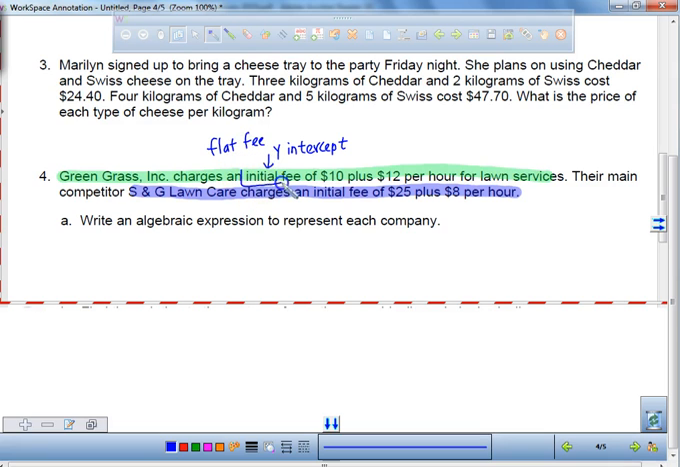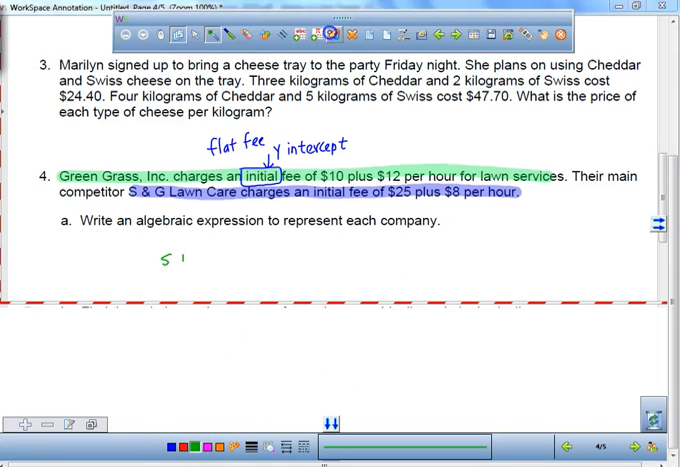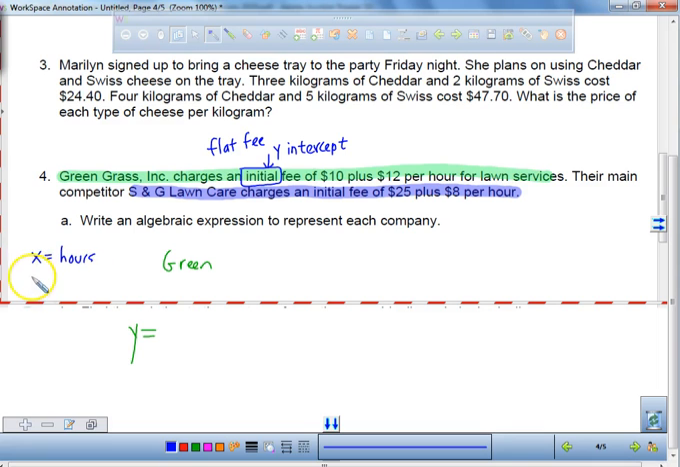What does the word initial mean? Like the initial setup, it means like the starting cost. Alright, so there we go. I'm going to write Green Grass first. And our function is this. Y equals. Oh, first we've got to figure out what x and y are. X equals the hours worked, and y equals the total cost in money.